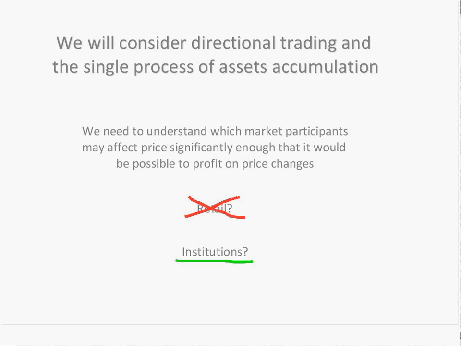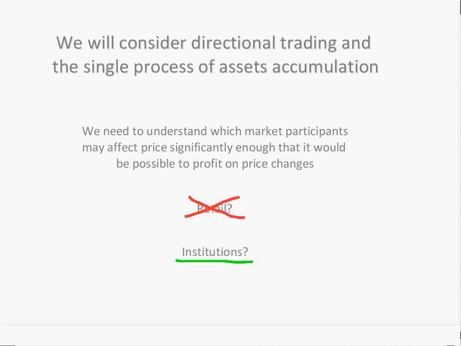Today we'll see the directional trading on currency futures and a single process of assets accumulation. Of course, there are more trading ideas, and I tried to give hints about what these trading ideas could be and where to start searching for them. Today we will consider the single market process of assets accumulation. So we need to understand which market participants may affect price significantly enough that it would be possible to profit on price changes.